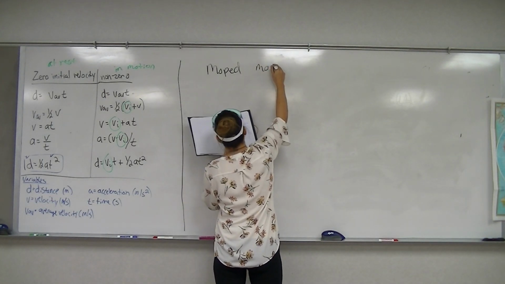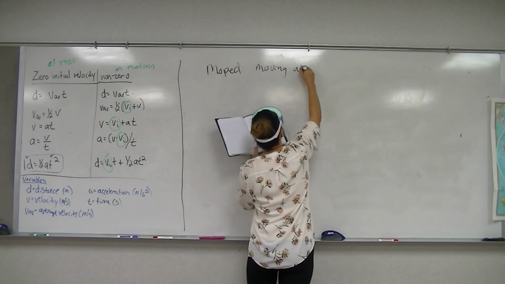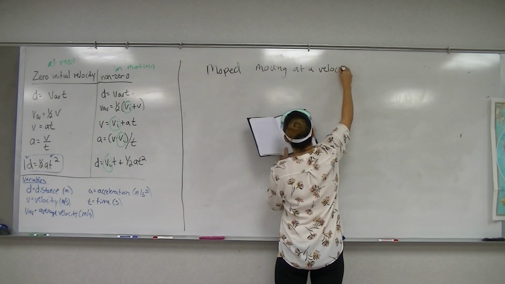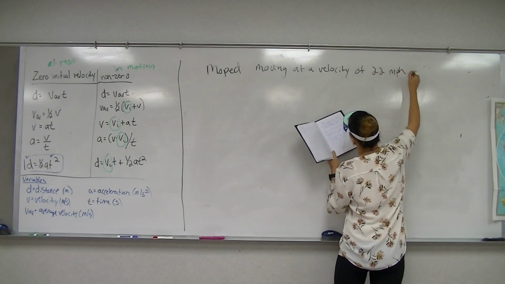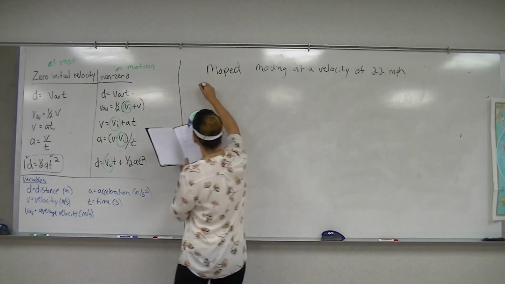So, moped, moving, 22 miles per hour. Decelerate.